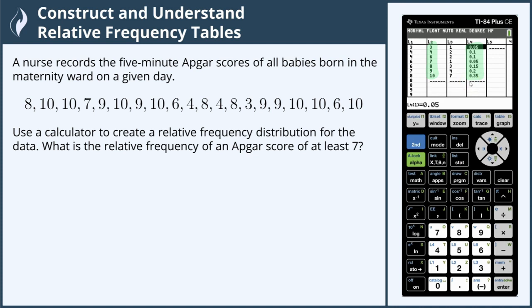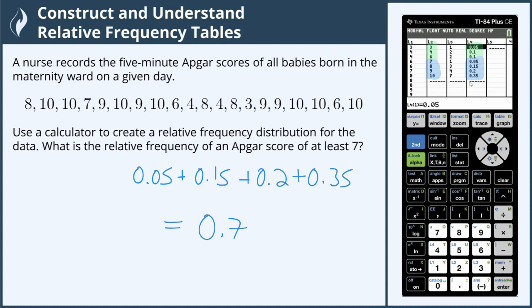Now, specifically, we were looking for the relative frequency of an Apgar score of at least 7. That means 7 or more. So 7, 8, 9, and 10 would have the values of 0.05, 0.15, 0.2, and 0.35. So those are the values we're going to add together. So 0.05 plus 0.15 plus 0.2 plus 0.35. And when we put all of that together, we're going to end up with 0.75. So the relative frequency of an Apgar score of at least 7 is 0.75.